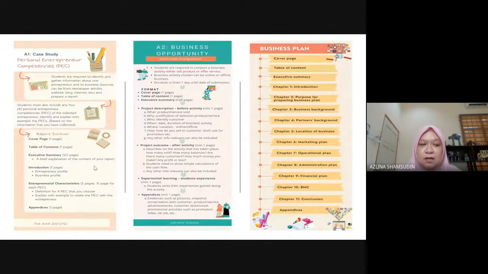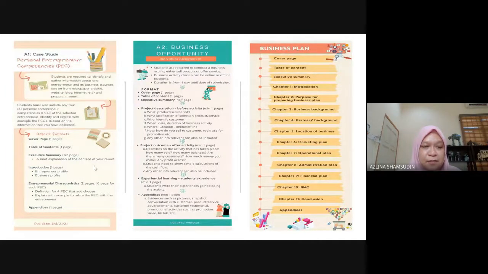So you write a short explanation, a short summary, about half a page or 1 paragraph. Usually for the cover page, table of contents, and executive summary, you will do it lastly, before you submit your report. First, of course, you will do the introduction for 1 page. What you have to include in the introduction is the entrepreneur profile, the name of the entrepreneur, and a bit about the background.